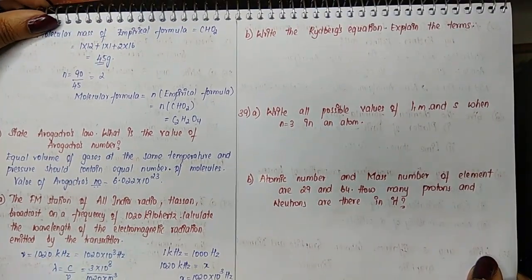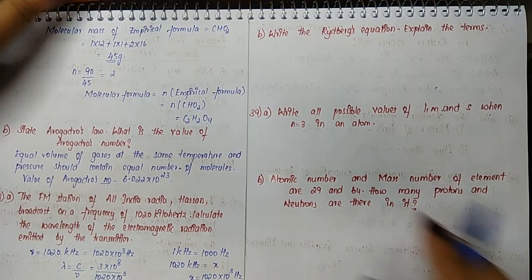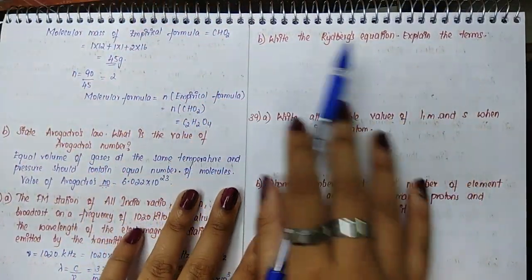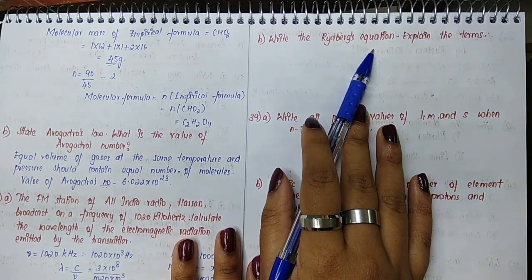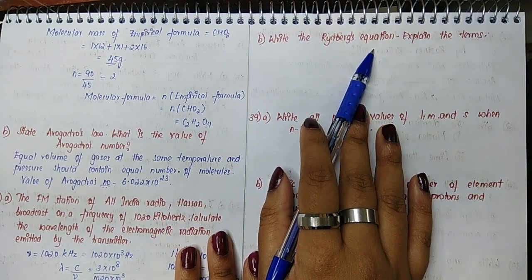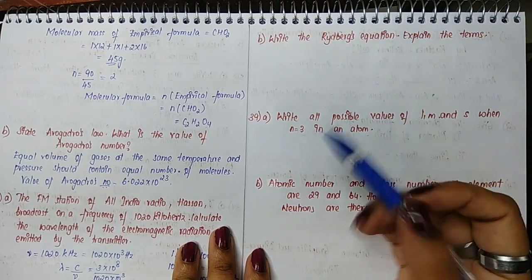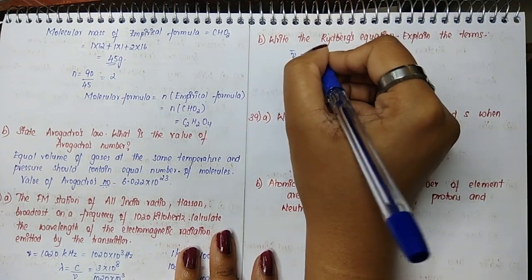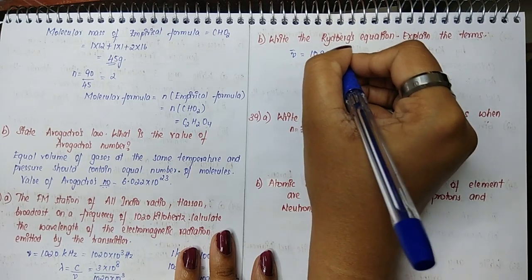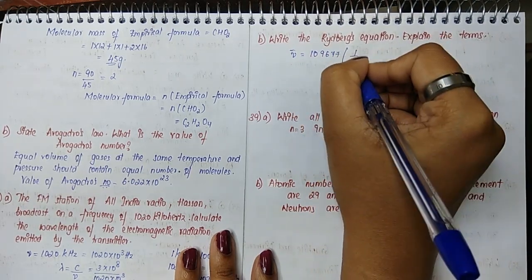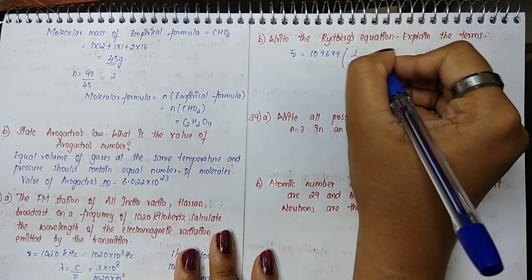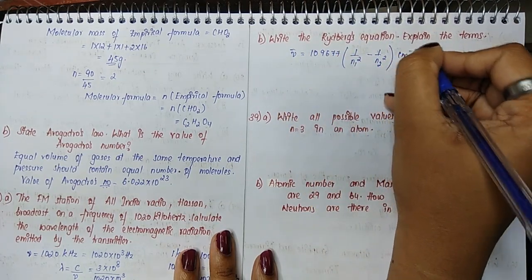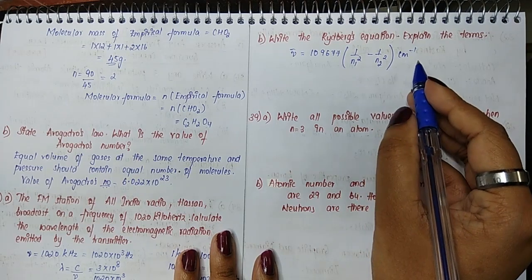Now the next question is B part. Write the Rydberg's equation and explain the terms. Now Rydberg's equation, we have it with respect to energy, with respect to frequency, with respect to wave number. Any one can be written, whichever you can remember. So here nu bar is equal to 109677 into 1 by n1 square minus 1 by n2 square. And because it's in nu bar, the SI unit is going to be in centimeter inverse.